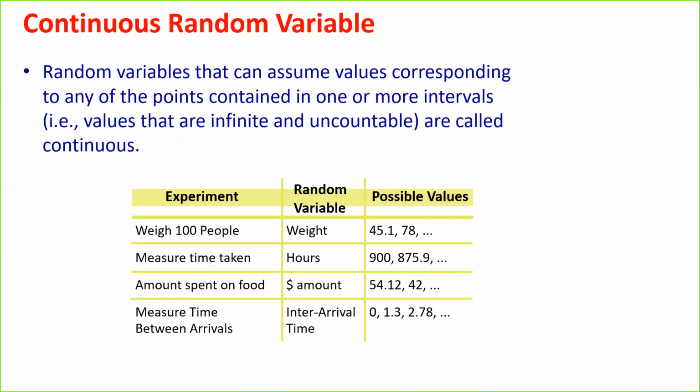All right. Similarly, the continuous random variable, on the other hand, can take any value. Let the experiment be weighing 100 people and the random variable indicating the average weight. This could be any number, right? It could be 45.1, it could be 78.2, it could be 90.12, it can be 80.45. So it can take any value. You can't restrict them to certain values. So height, time, amount spent, all these are examples of continuous random variables.